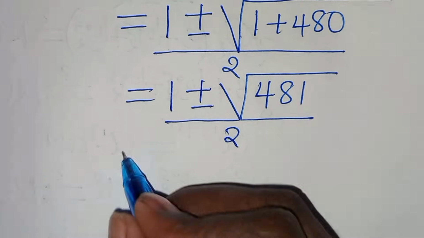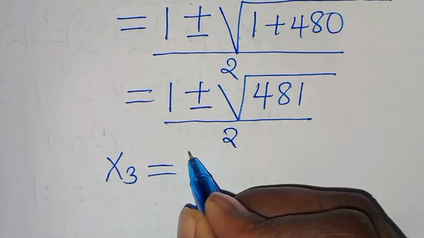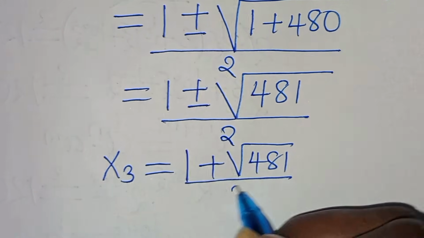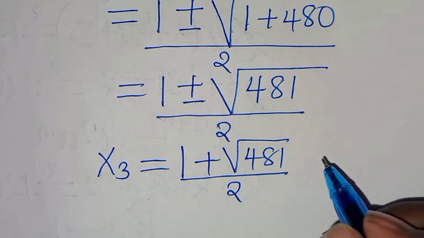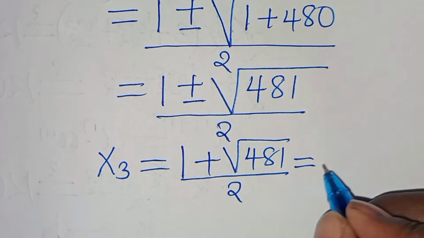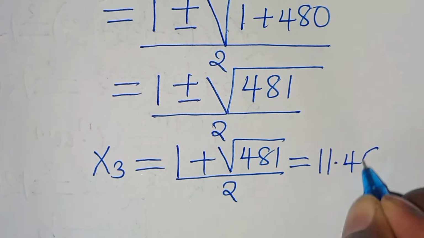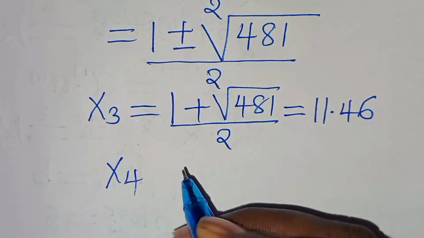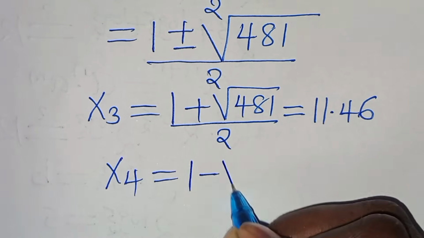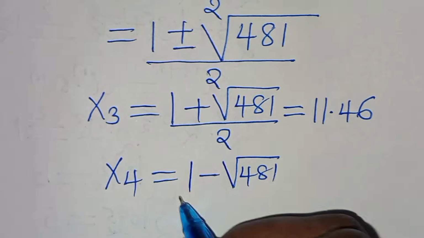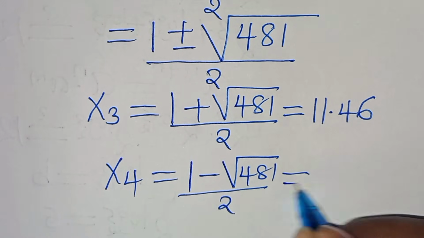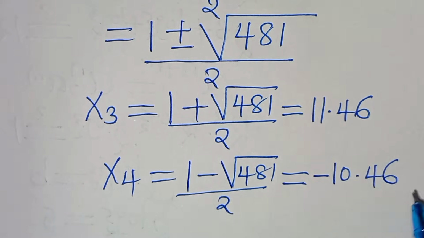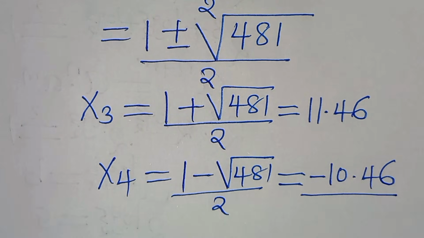So this implies that x3 will be equal to 1 plus the square root of 481. Everything here divided by 2. And this implies that here x3 is equal to 11.46. Now let's solve for x4 from here. x4 is 1 minus square root of 481. Everything here divided by 2. And this is actually equal to minus 10.46.